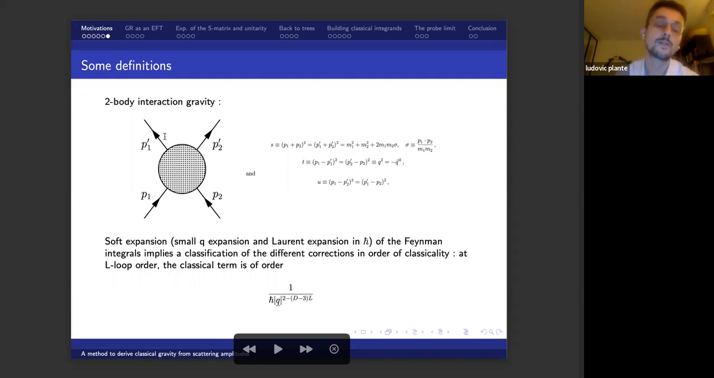Another ingredient you use to find the classical pieces in the scattering amplitudes is the soft expansion. You do an expansion in small momentum transfer, which corresponds to a Laurent expansion in h bar. You can build a classification of the different corrections in order of classicality. At L loops, you want to find the term which is 1 over h bar and 1 over q to the power 2 minus d minus 3L, which is the classical term.